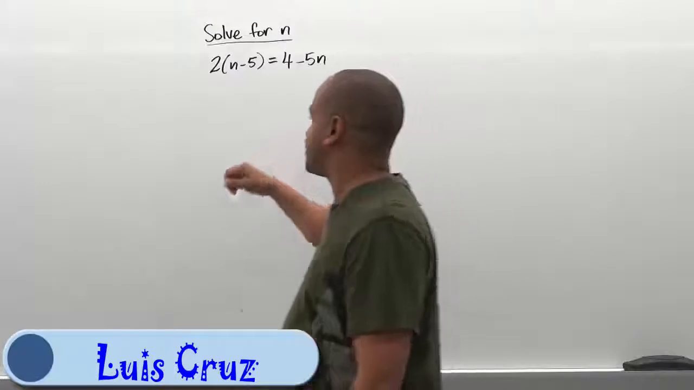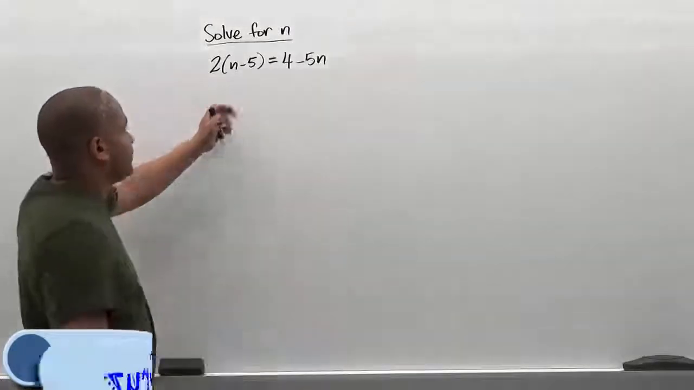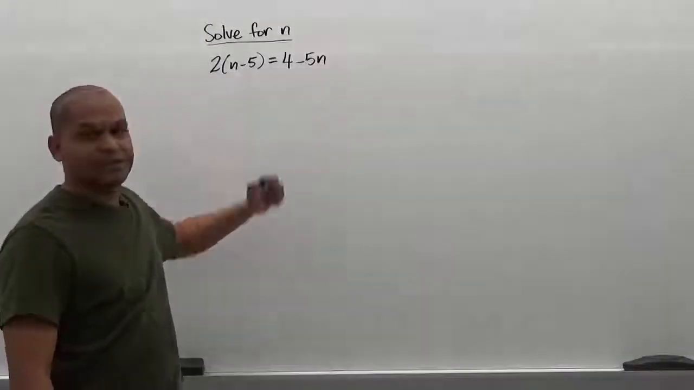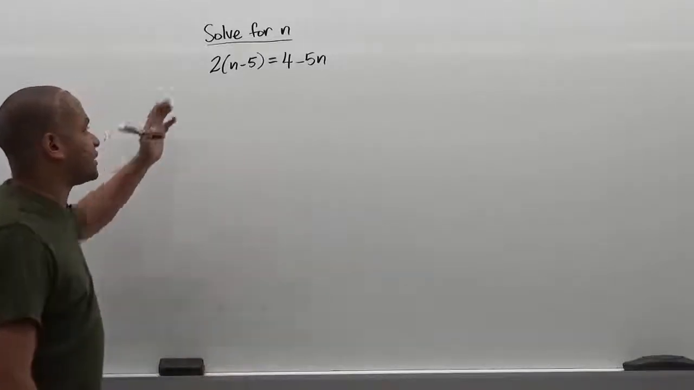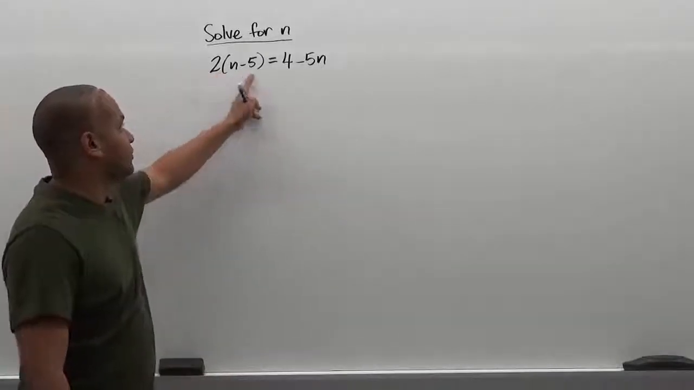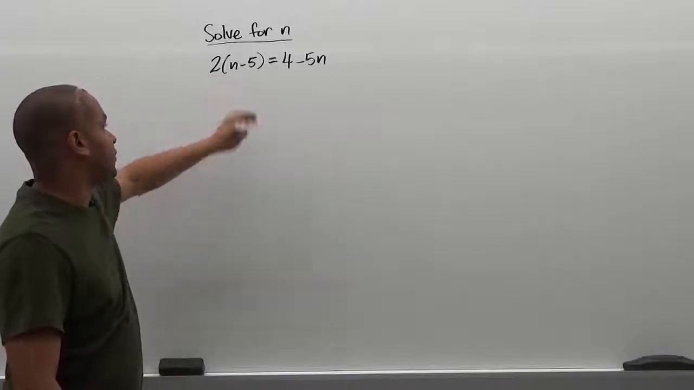Our equation here is 2 times in parentheses n minus 5 equals 4 minus 5n. All right. Our first step in this equation is following the order of operations. We're going to do the distribution of the 2 into the parentheses here.